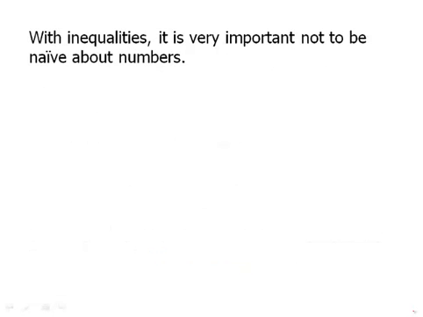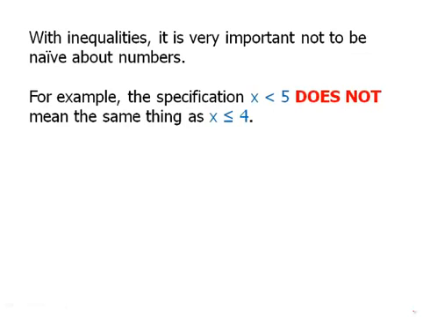Now the first thing I'll say about these is, with inequalities, it is very important not to be naive about numbers. What do I mean by that? Think about it this way. For example, the specification x is less than 5 does not mean the same thing as x is less than or equal to 4. And this is a very typical mistake pattern. What's going on here is people are thinking that x can only be a number that they can count on their own fingers. So in other words, people are only thinking about positive integers.